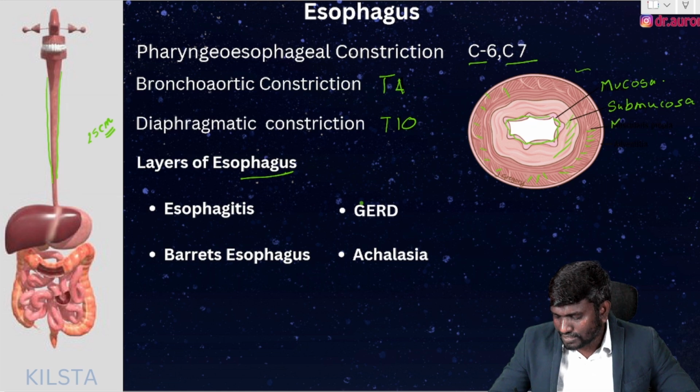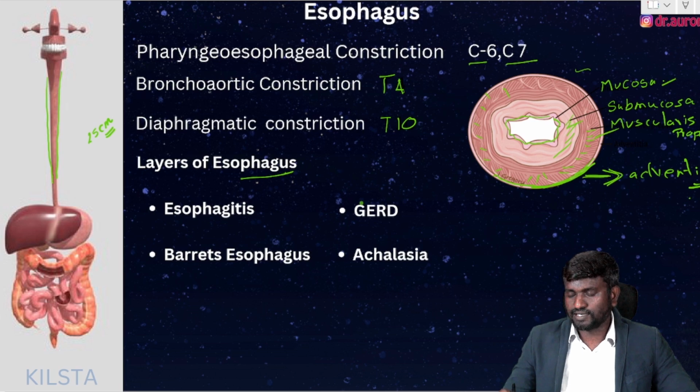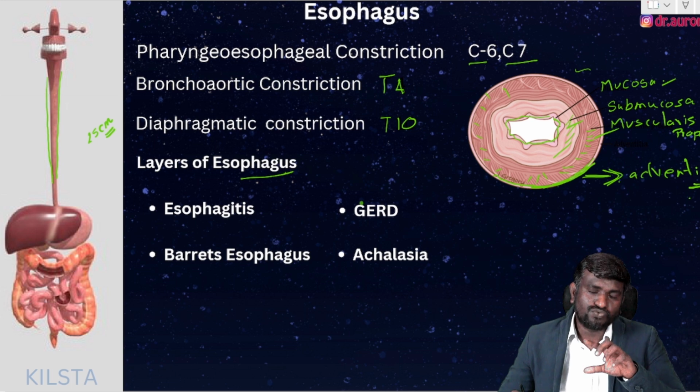And this outer layer, this one, is going to be called adventitia. So quick revision: we have mucosa, submucosa, muscularis, and then adventitia. These are the important layers of esophagus.